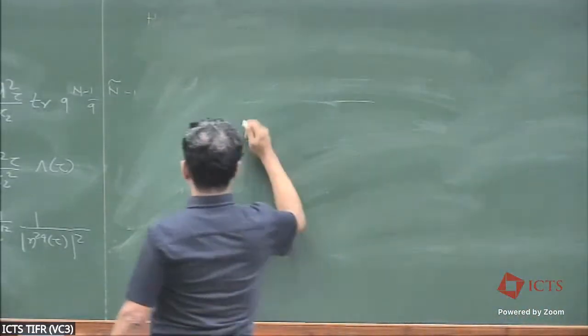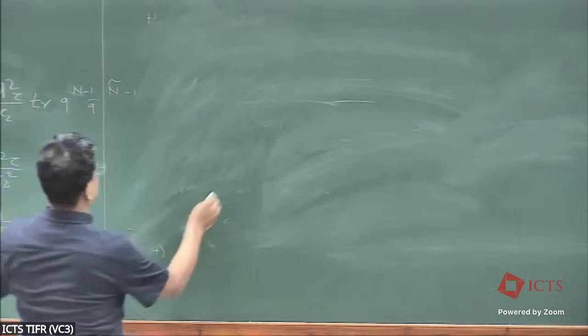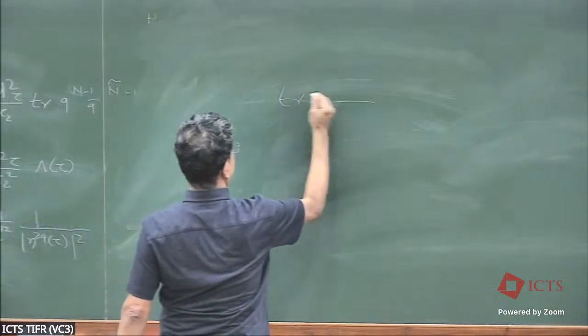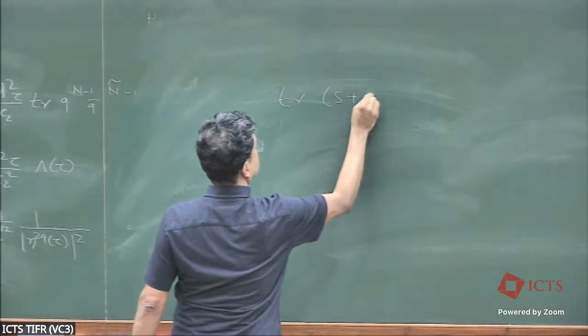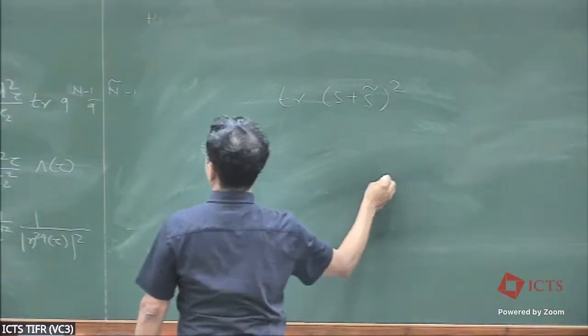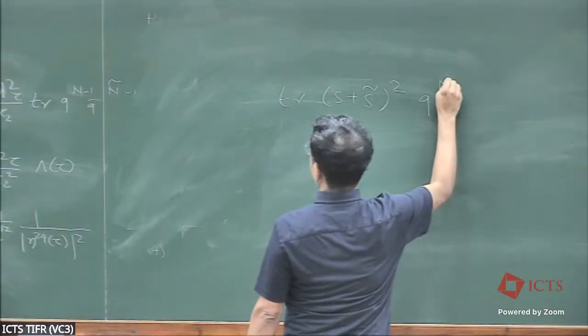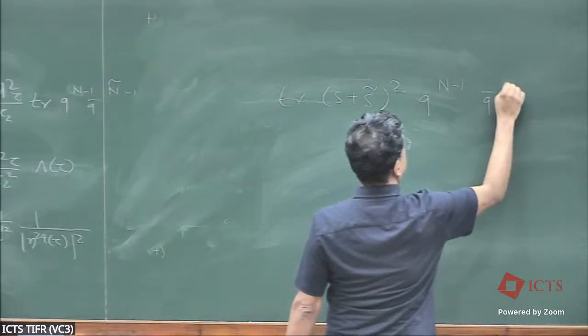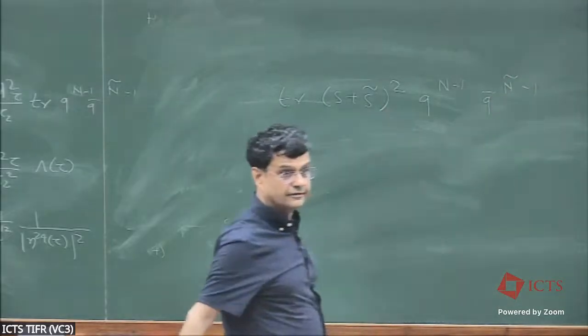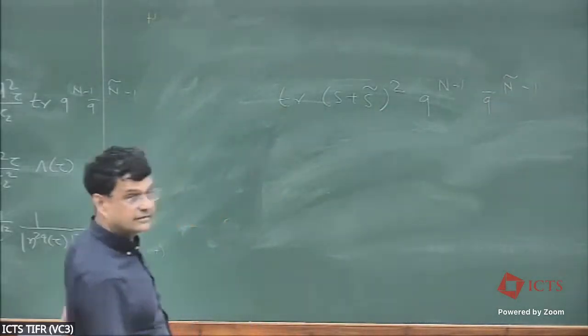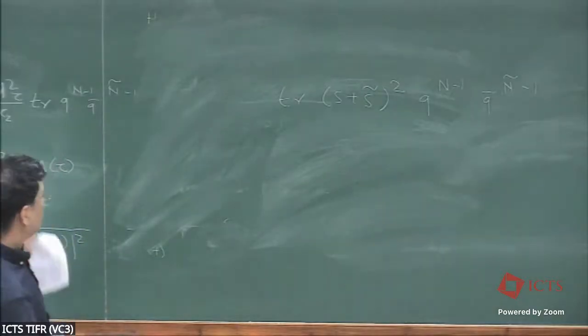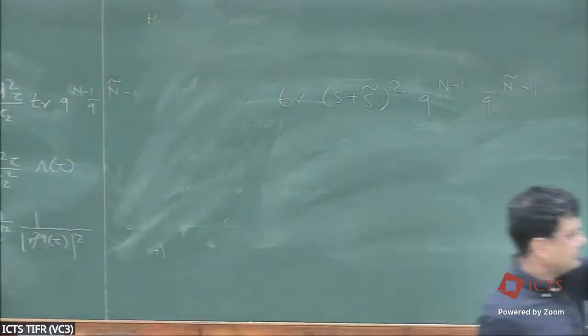So now, instead of this trace, you will have to do some kind of a trace over (s plus s tilde) whole square, q to the n minus 1, q bar to the n tilde minus 1. Because you have to evaluate all of them.